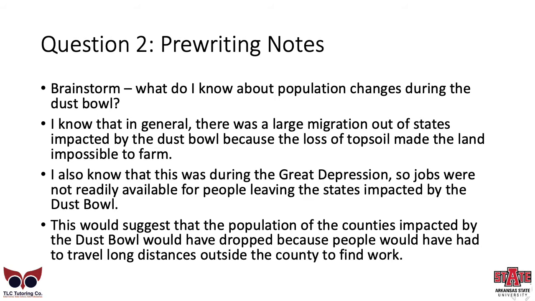Question 2. Notes. One very important strategy that you can use when approaching the questions is to brainstorm what you know about time periods in history before you begin writing your answer to the question. Brainstorm. What do I know about population changes during the Dust Bowl? I know that in general, there was a large migration out of states impacted by the Dust Bowl because the loss of topsoil made the land impossible to farm.